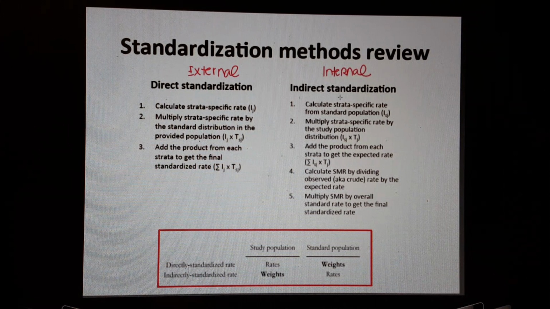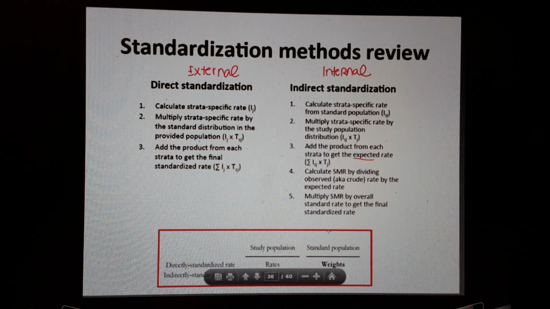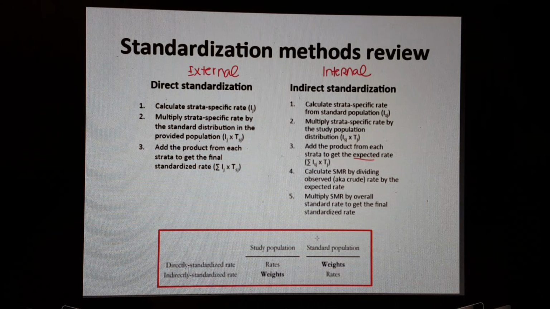Now for indirect standardization, you're going to calculate the strata-specific rate from the standard population. You're going to multiply the strata-specific rate by their study population distribution. You're going to add them all up to get the expected rate. You're then going to calculate the SMR by dividing the observed, aka the crude rate, by the expected rate. Okay? And then you're going to multiply the SMR by the overall standard rate to get the final standardized rate. Okay? So, like I said, I really like this chart. It tells you where the study population is coming from, what it's giving your standardization.